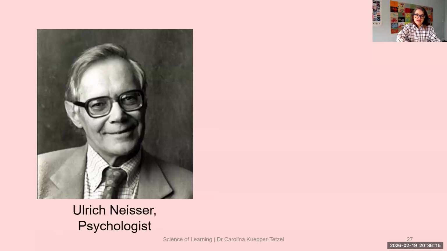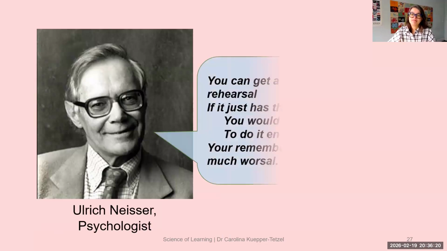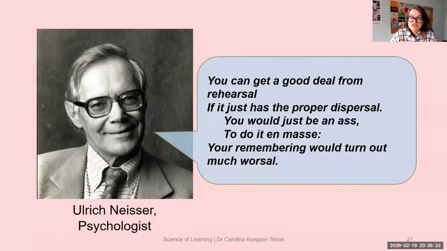So to put it in the limerick of Ulrich Neisser, he was a memory researcher in psychology. You can get a good deal from rehearsal if it just has the proper dispersal. You would just be asked to do it en masse. Your remembering would turn out much worse.